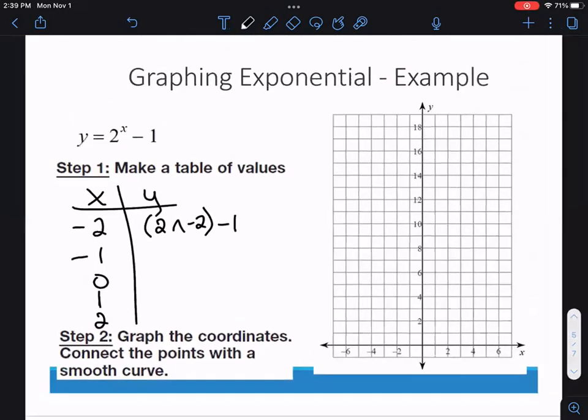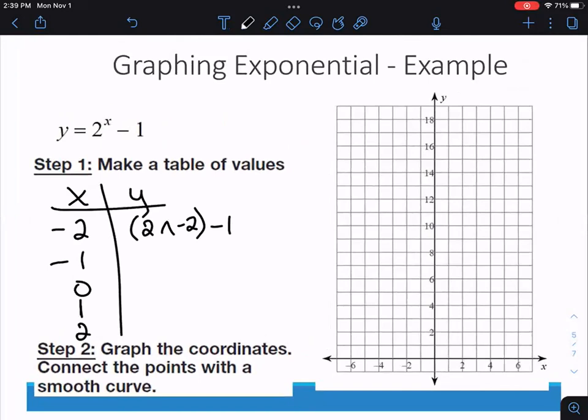So take a moment and see if you can fill out your chart. If you're feeling ambitious, go ahead and graph for us.